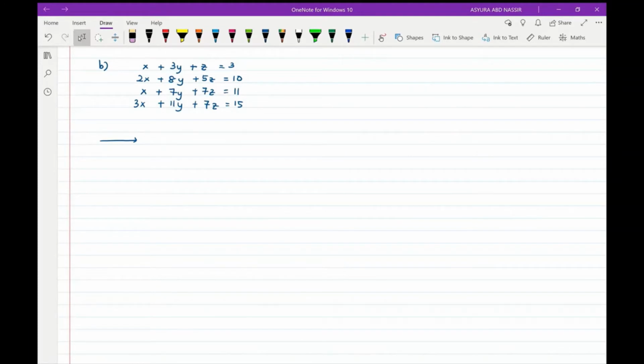Okay class, let's continue with the next example for non-homogeneous system. So we have here x plus 3y plus z equals 3, 2x plus 8y plus 5z equals 10, x plus 7y plus 7z equals 11, 3x plus 11y plus 7z equals 15.